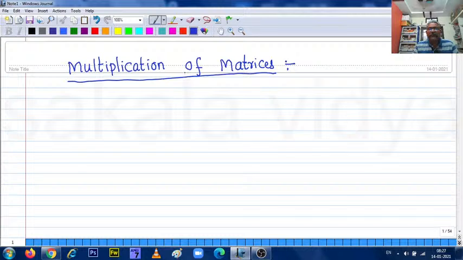So in order to multiply two matrices, the first and foremost condition is that the number of columns of the first matrix is equal to the number of rows of the second matrix. Then only we can multiply. Otherwise, the product of the matrices is not defined.